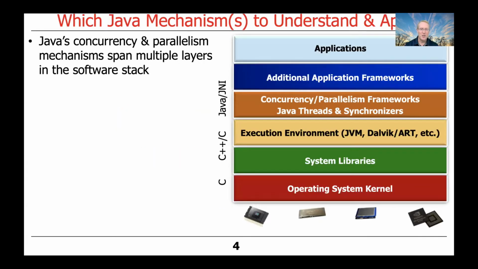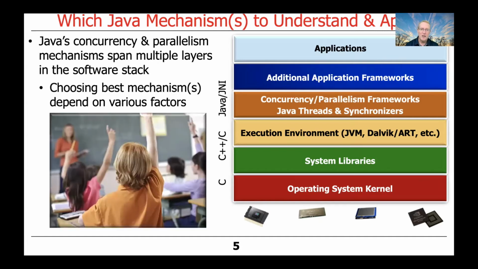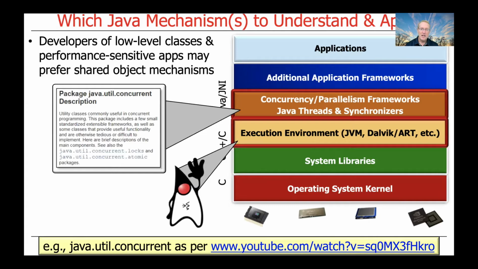As we've seen, Java's concurrency and parallelism mechanisms span multiple layers in a classic software stack, going from the hardware, the operating system kernel, low-level system libraries, the Java execution environment, such as the JVM or the Android runtime, the concurrency and parallelism frameworks, including Java threads and synchronizers, additional application frameworks, all the way up to applications. Choosing the best mechanisms depends on various factors, in particular, which layer or layers in the stack you're actually trying to develop for. Developers of low-level classes and/or performance-sensitive apps, such as perhaps gaming apps, may prefer to use the shared object mechanisms we talked about.